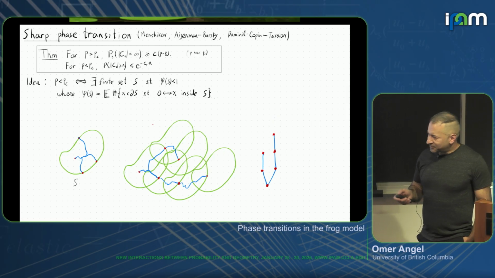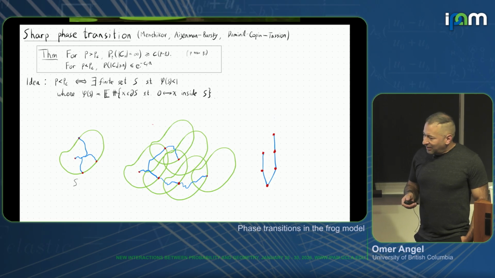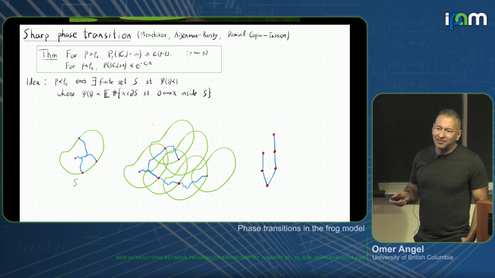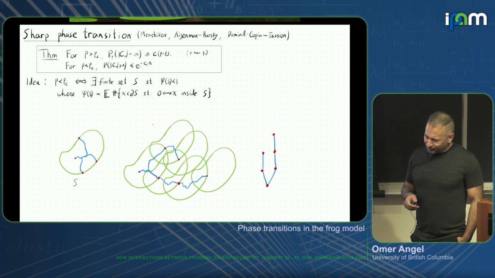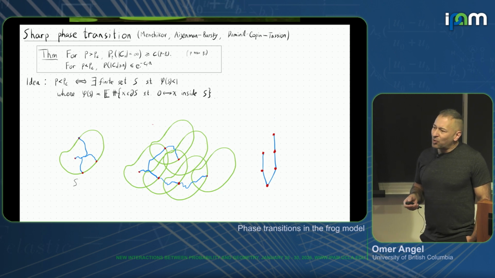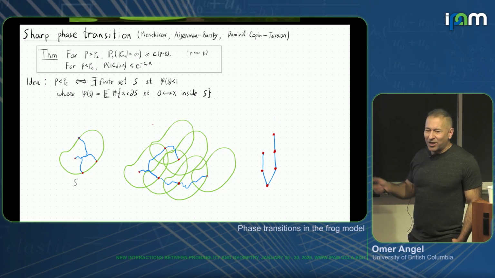And in fact, you can show if this number is less than 1 for some set, then you can make it arbitrarily small. There will be sets where it's arbitrarily small. Whereas if you have a positive probability to have an infinite cluster, if you are above PC, then you have at least one way to exit if you're in the infinite cluster. So this probability is bounded below by some constant for all S, and in fact, it will be large for large sets S.